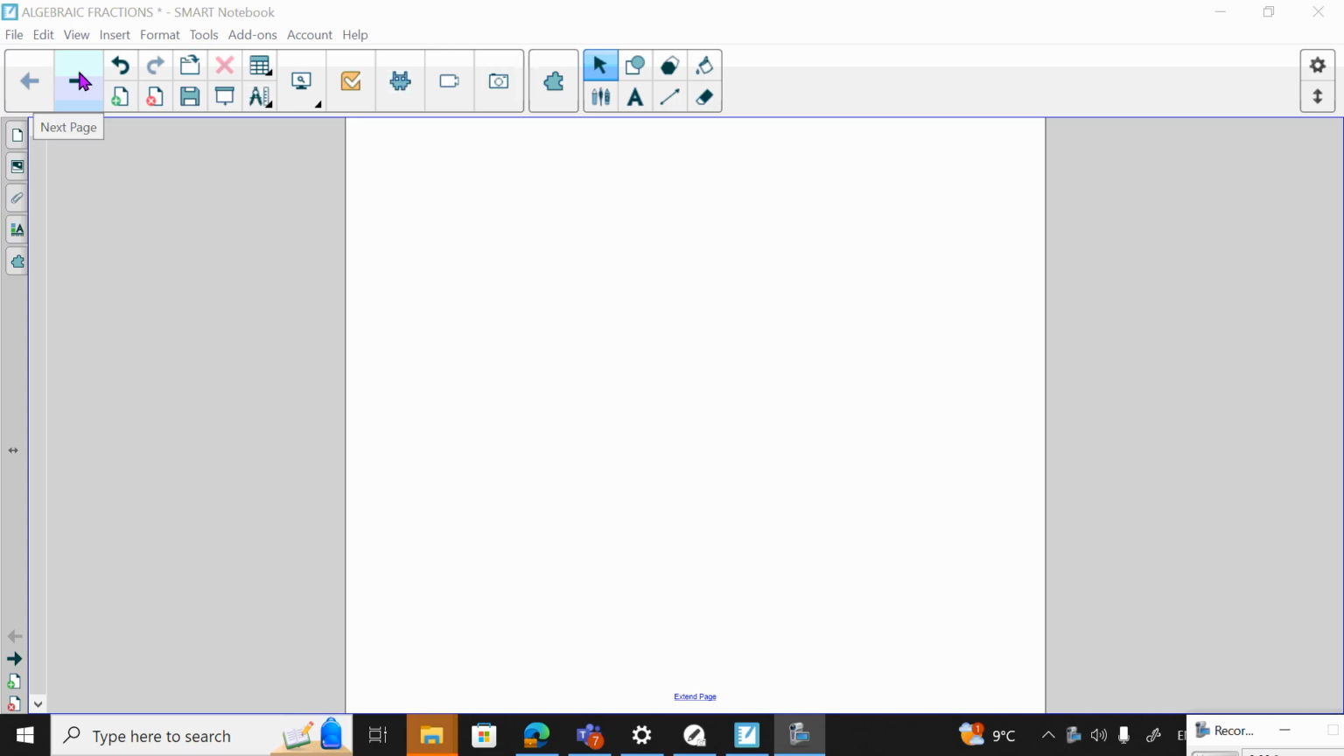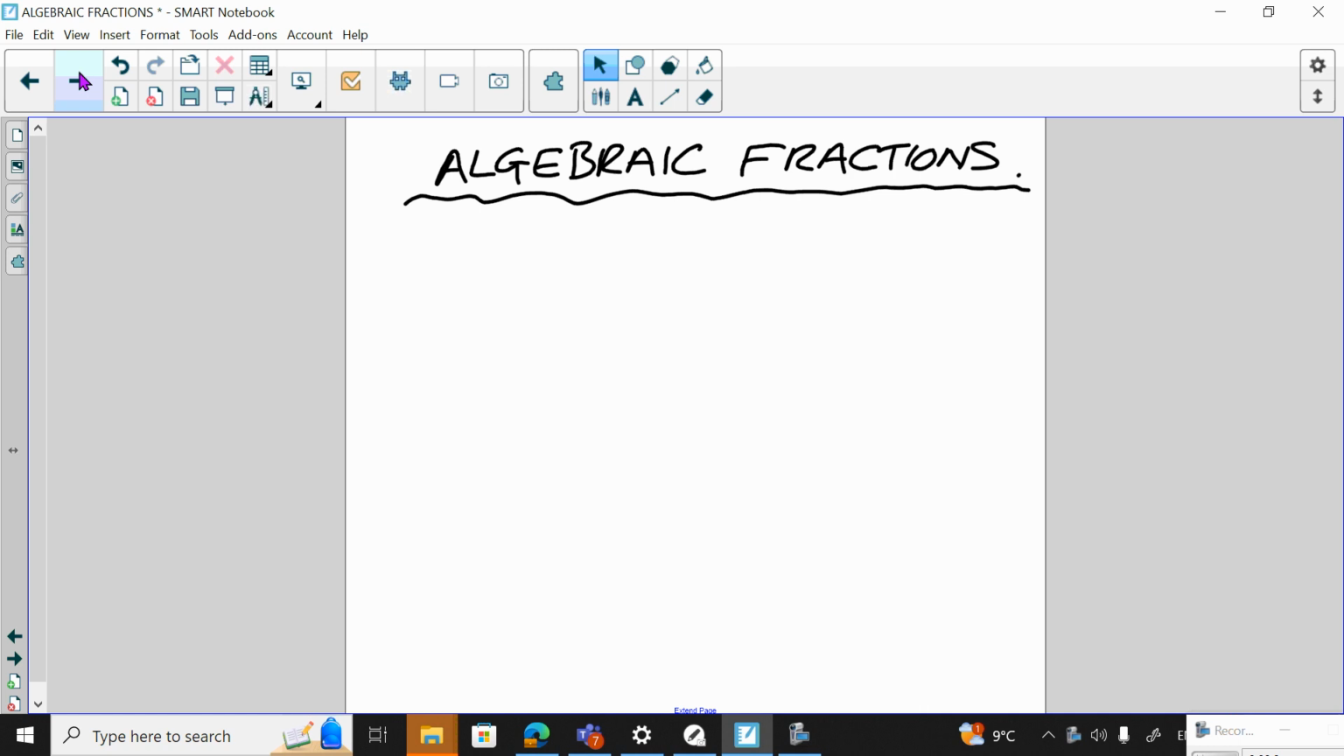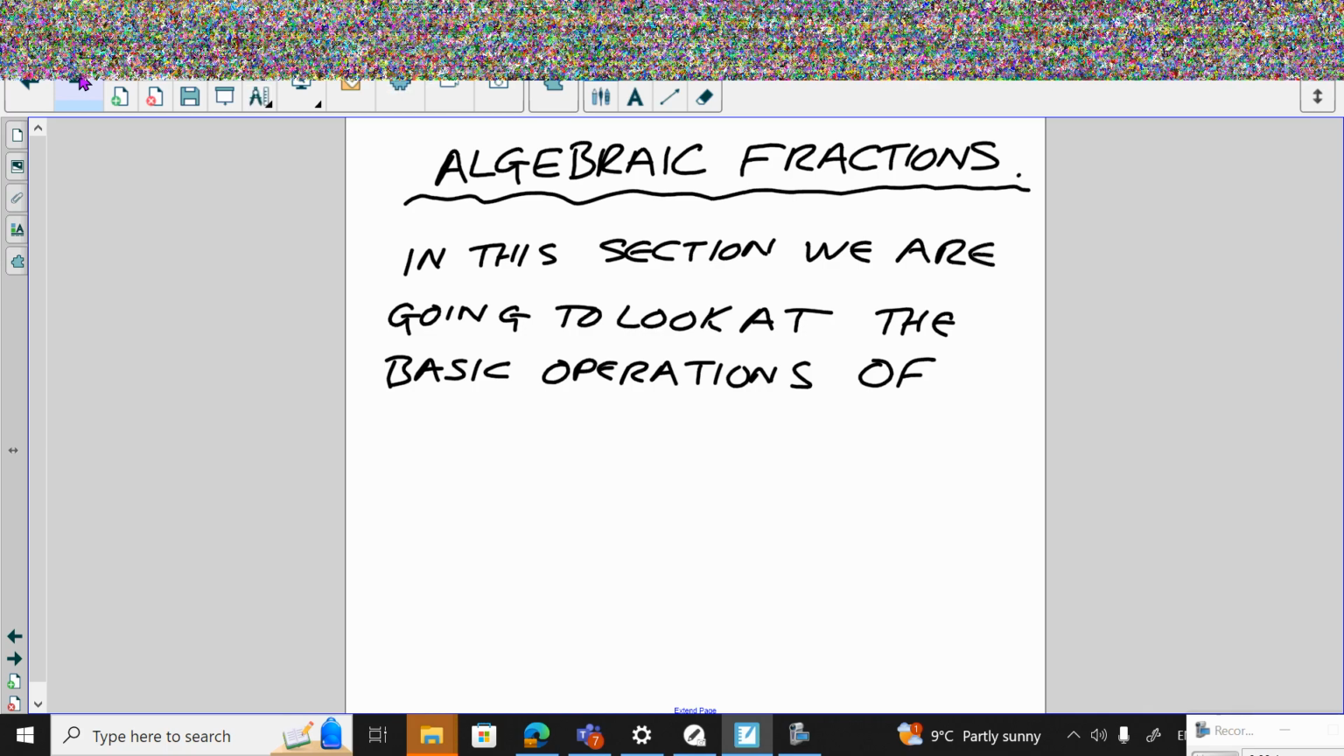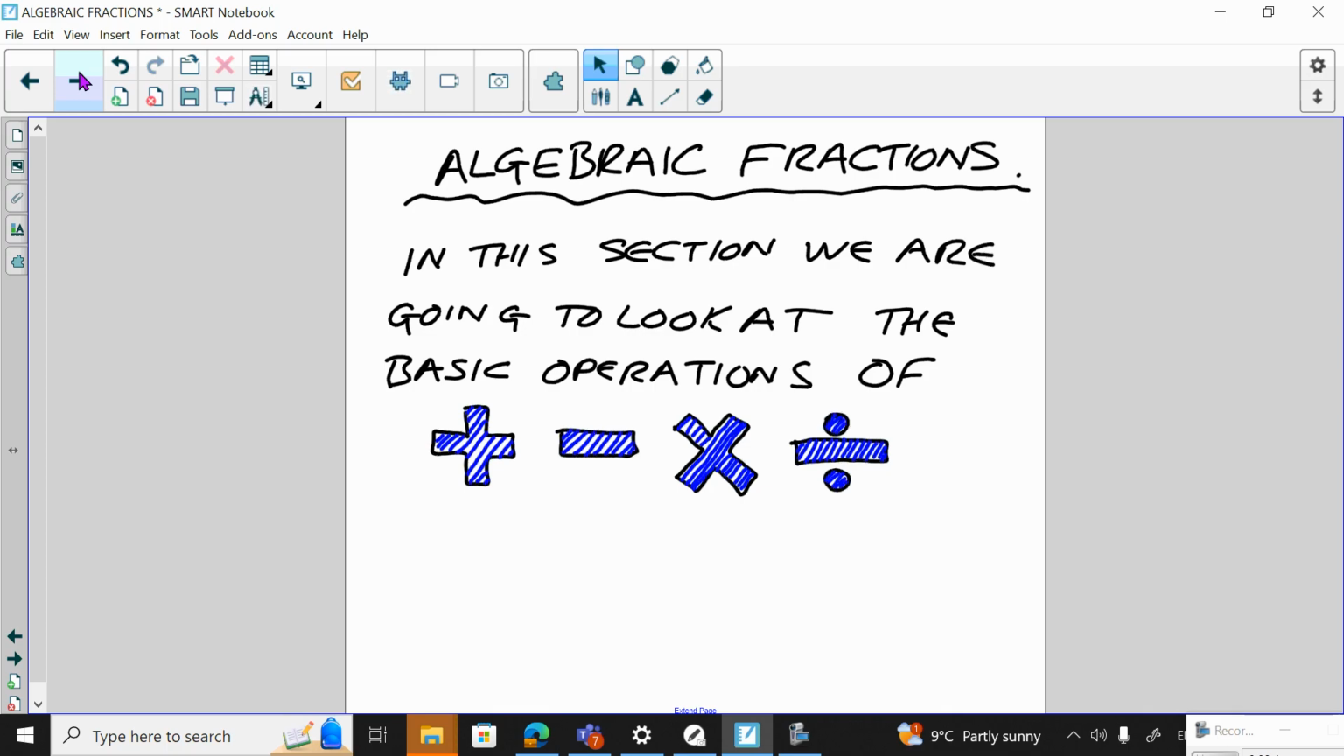But anyway, let's talk about algebraic fractions. We're going to look at what happens between fractions. We call them basic operations, which are add, subtract, multiply, divide. You could have sine, cosine, square roots. They are operations as well that act on certain things. But we are dealing with fractions.